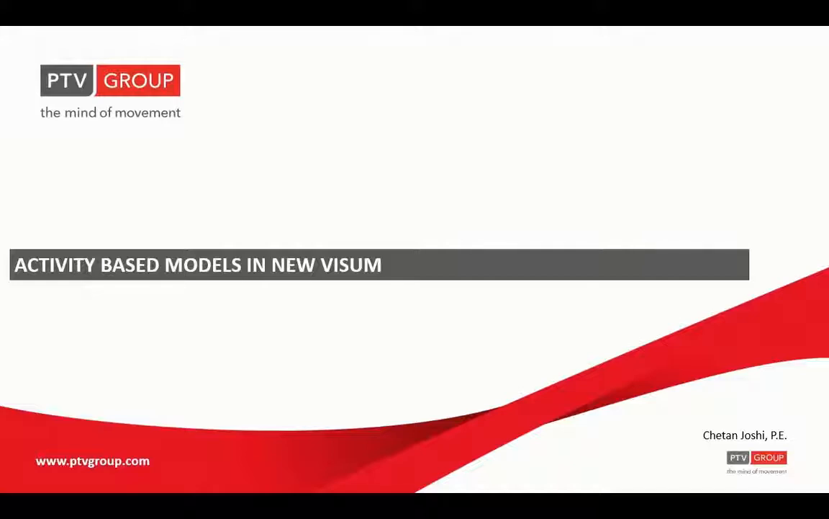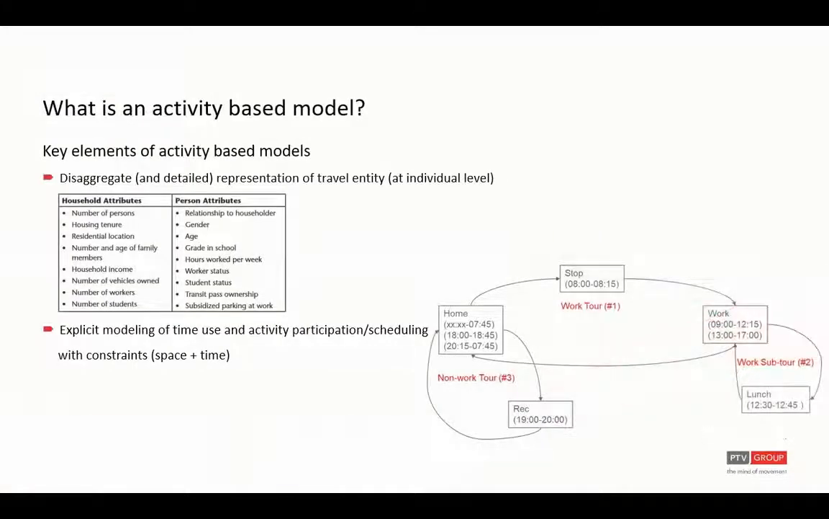So, okay, activity-based models. Let's cover a basic definition. What is an activity-based model? The key elements of an activity-based model is the household and travel entity or person is represented in a disaggregate manner. So every person is an individual with individual characteristics as well as household characteristics and such. So everyone is either an individual, or you can call it an agent if you give it more detailed behavior.